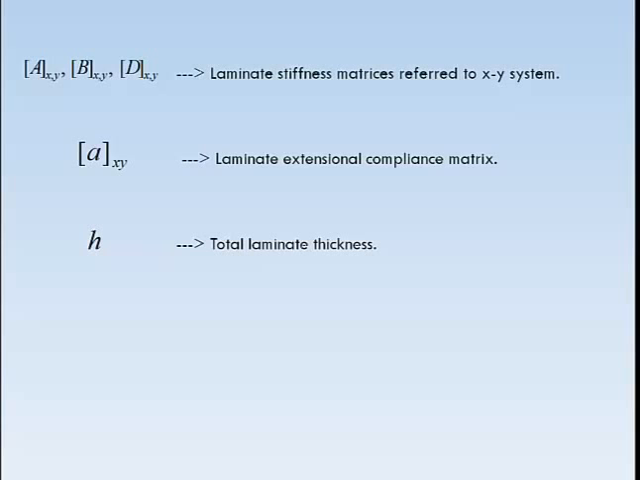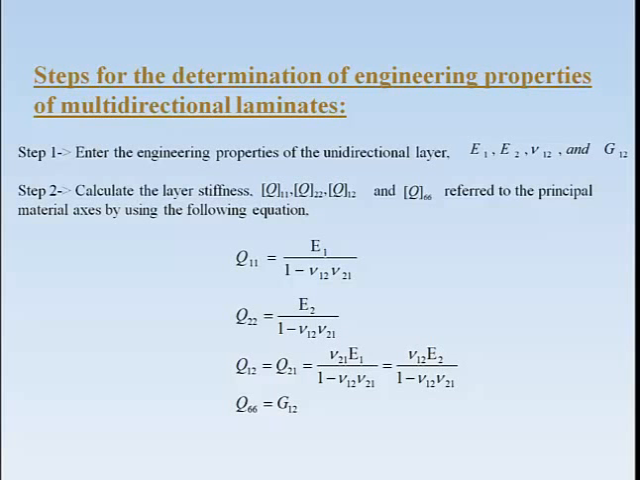A of XY, B of XY, D of XY: laminate stiffness matrices referred to XY system. Alpha of XY: laminate extensional compliance matrix. H: total laminate thickness.